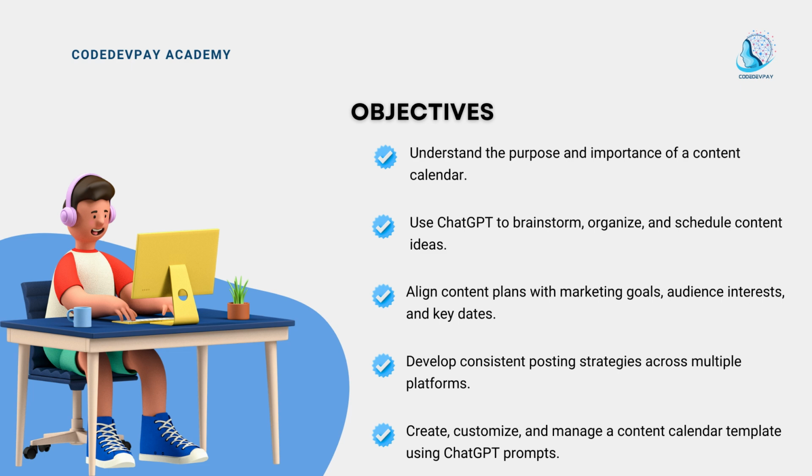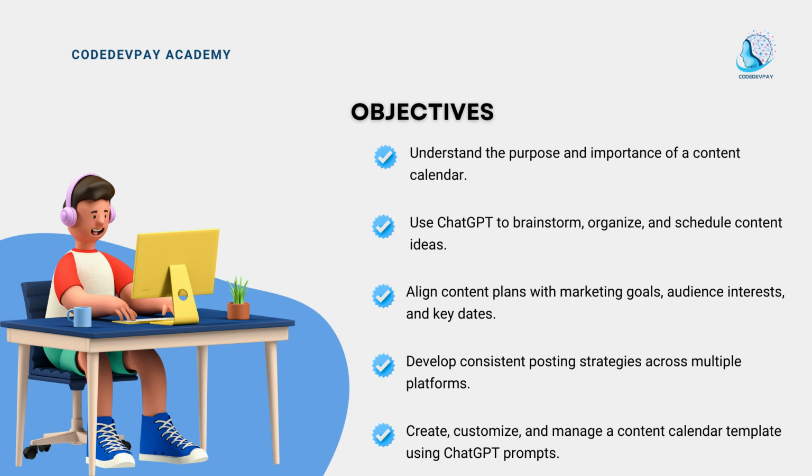After completing this lesson, you should understand the purpose and importance of a content calendar. We should be able to use ChatGPT to brainstorm, organize, and schedule content ideas. Align content plans with marketing tools, marketing goals, audience interest, and key dates. Develop consistent posting strategies across multiple platforms. And also create, customize, and manage a content calendar template using ChatGPT prompts.